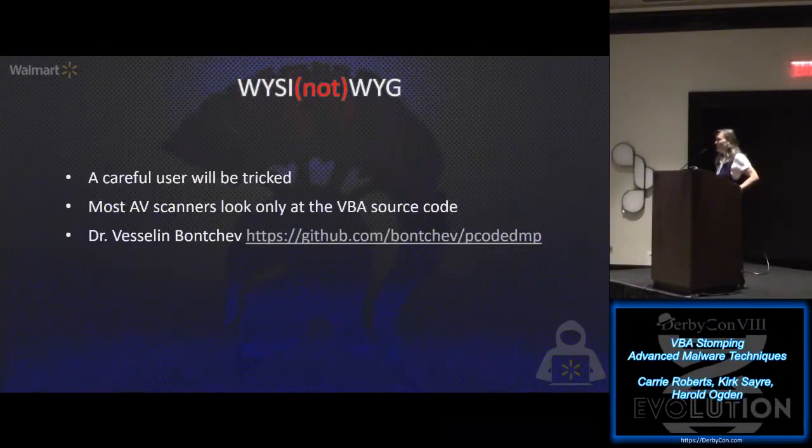And as Harold mentioned, most AV scanners are looking at the decompressed VBA source, because you can see from that slide that it's much easier to understand the VBA source than the P code. So that's the easy way to write signatures. So this can bypass a lot of AV. This idea is not new. Dr. Bonchev gave code and also proofs of concept for VBA stomping in the earlier versions of Office, although he didn't refer to it as VBA stomping, so you can review that work there.